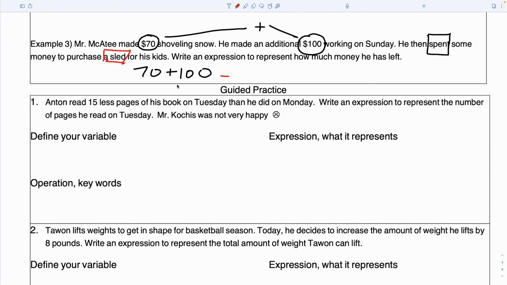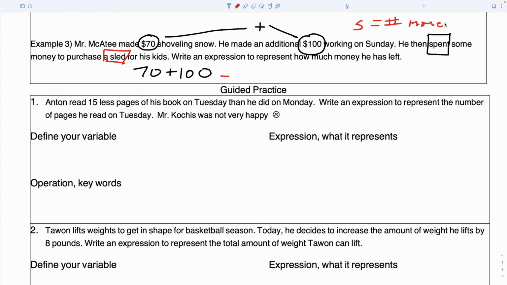What variable could I use? There's more than one right answer. I don't know how much money this sled was. What variable do you want to use, Daniel? S. Sure. So every time you do a problem today in the next 5 minutes with your partner on your independent work with your homework, I need to see a variable written and very clearly defined.